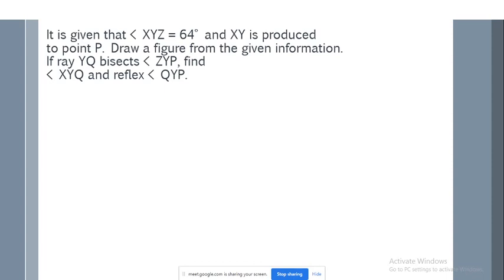So here we are given that angle XYZ is 64 degrees. You need to draw a figure, and XY is produced to a point P. So can you try to draw? Everyone try to draw this figure. In order to form an angle, you need two rays with a common vertex, then only you will get an angle. So try to draw this figure.